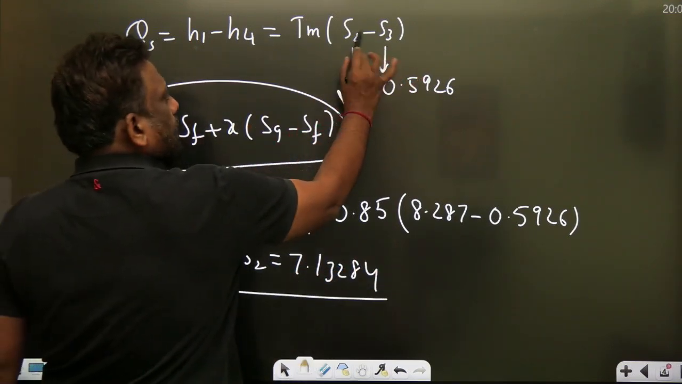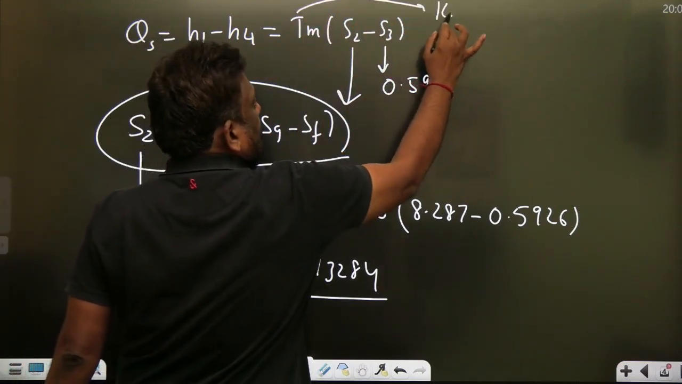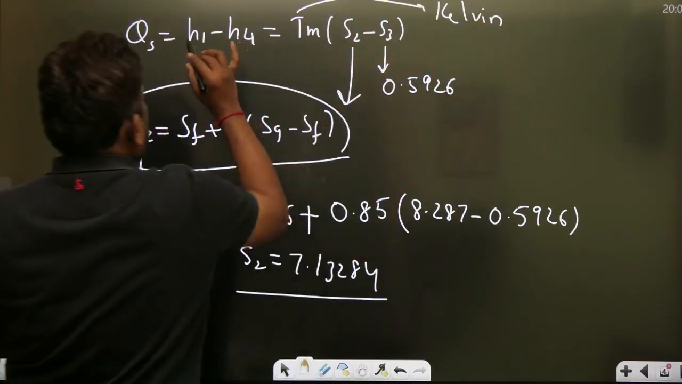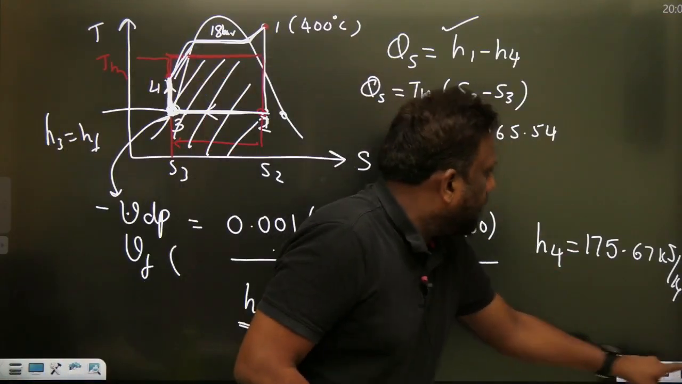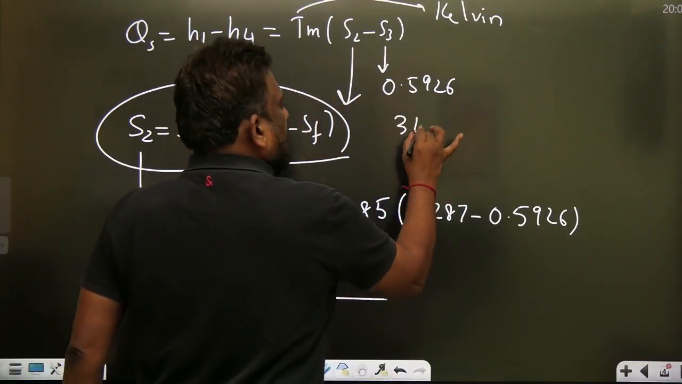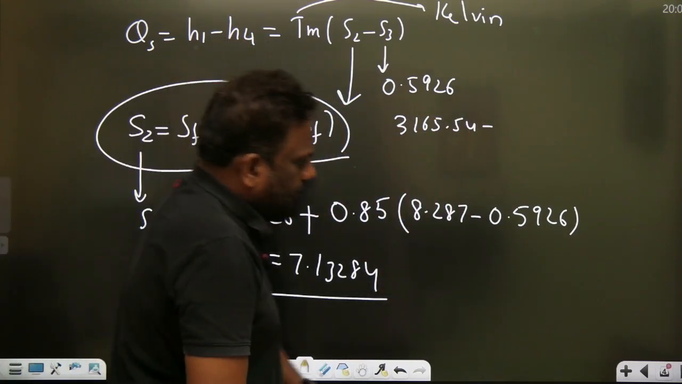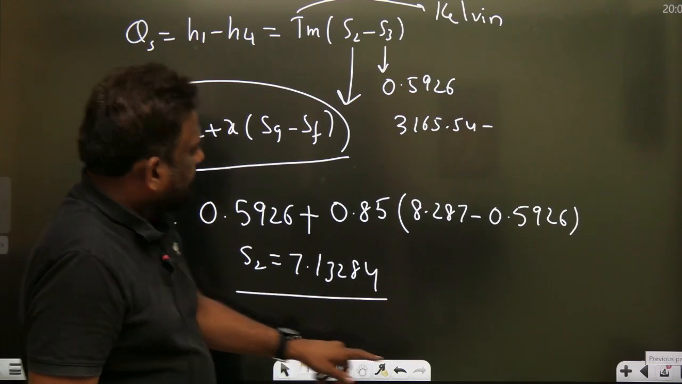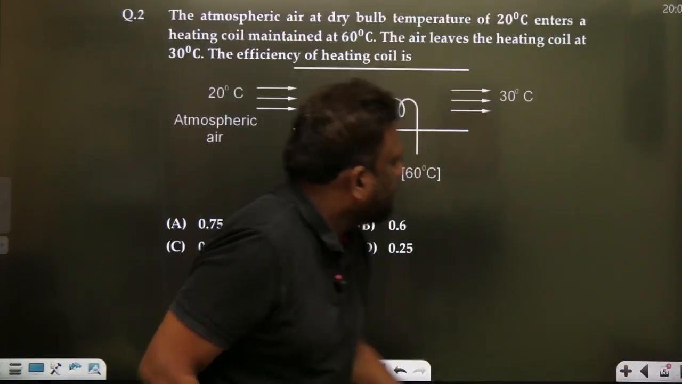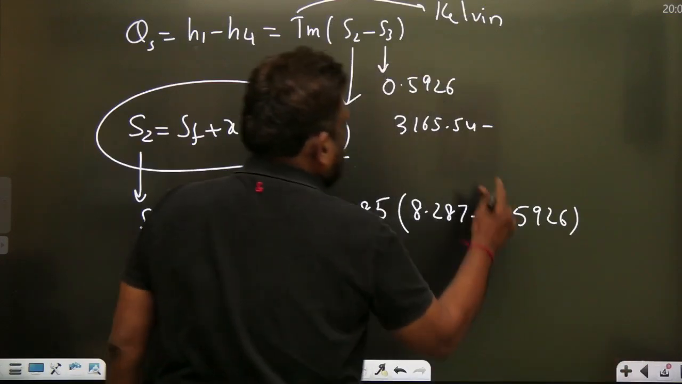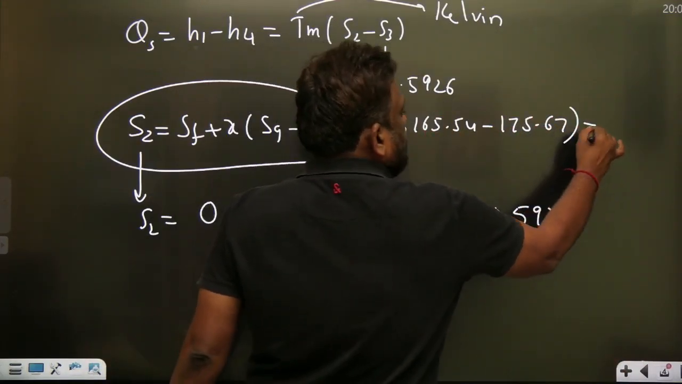Now S3 is already known, S2 is known, Tm. But please note down that this is in Kelvin. H1 is already given in the problem, 3165.54, minus H4. Just now we have seen what H4 is: 175.67. This is my heat supply.